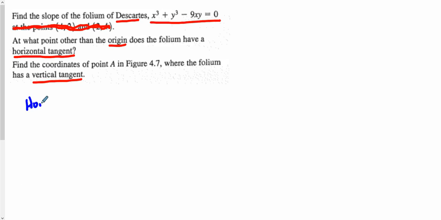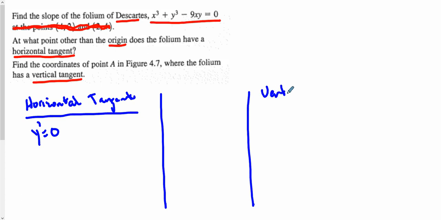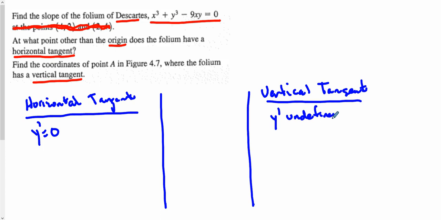So let's talk about horizontal. Horizontal tangents are where we know that the derivative equals 0. Okay, and so when the derivative equals 0, that's where we find horizontal tangents. Well, also we can find vertical tangents. That is where the derivative is undefined. That's when we have vertical tangents, because there is no slope. So how do we do that?